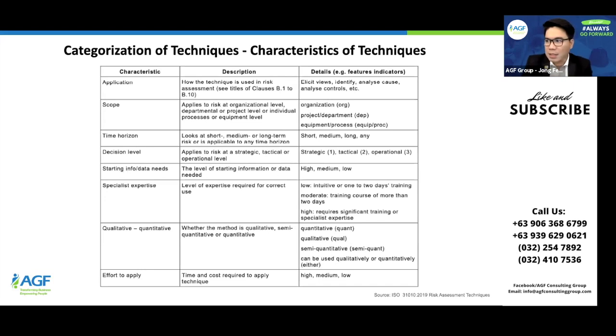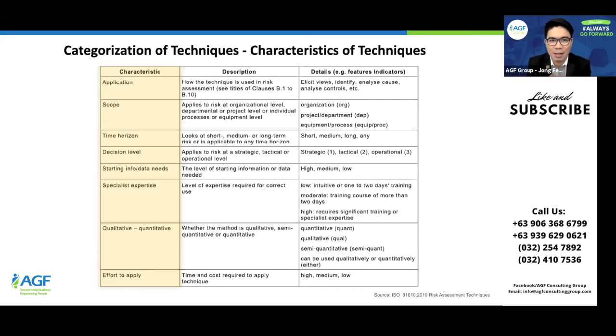So first things first, let's look at how we digest this table. If you look at this first part, characteristics, it basically covers the application, the scope, the time horizon, decision level, starting info, specialist expertise, qualitative, quantitative, and effort to apply. Why is this important? It's important because you need to understand how and when you apply the techniques. When you apply the risk assessment technique, what is the scope of this technique? Will it cover the organization level, a specific department, or a very specific process?